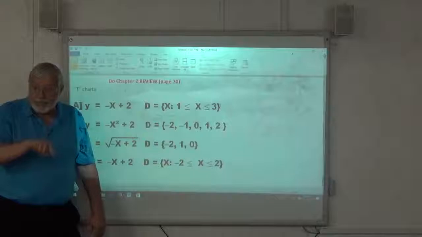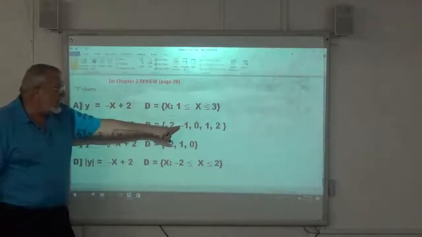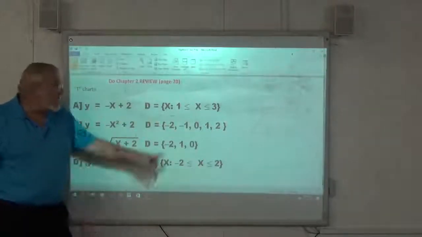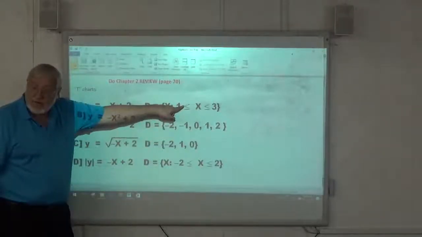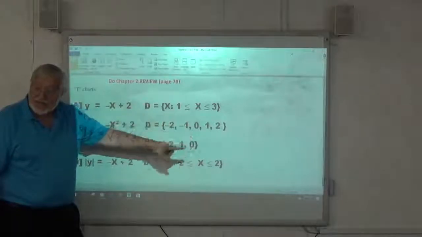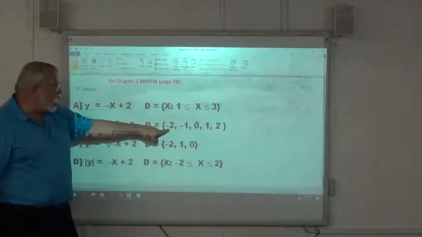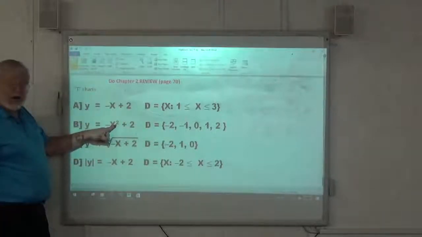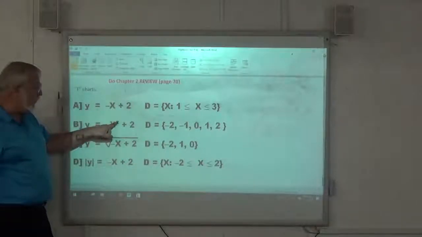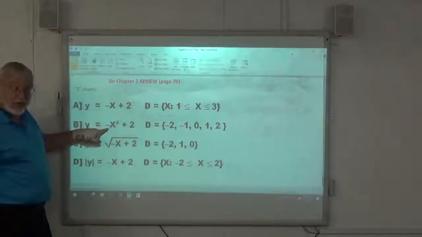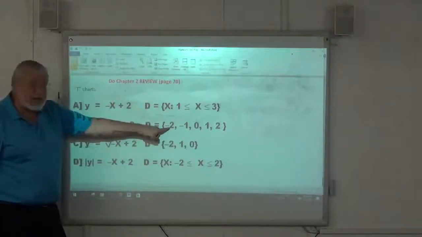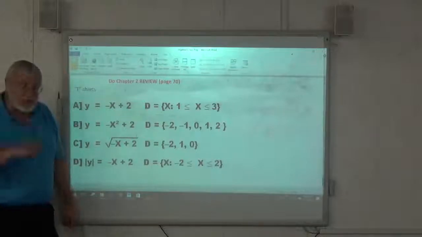Okay? Now, this is 5 distinct points. It is not continuous like this one is. So this is going to have 5 dots. Alright? How do you find the dot for the domain of 2? What is 2 squared? Come on. 2 squared. 4. Opposite of 4. Negative 4 plus 2. So I'm going to graph 2, negative 2. That's one of the points on the graph.